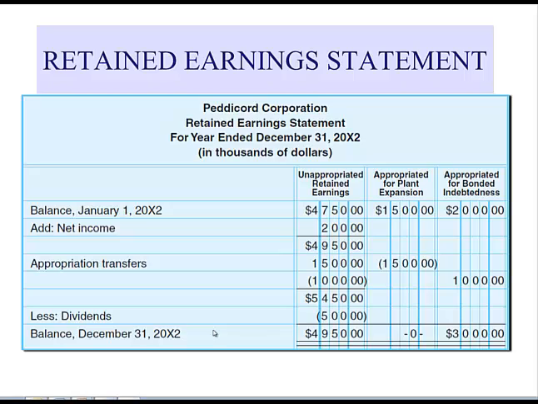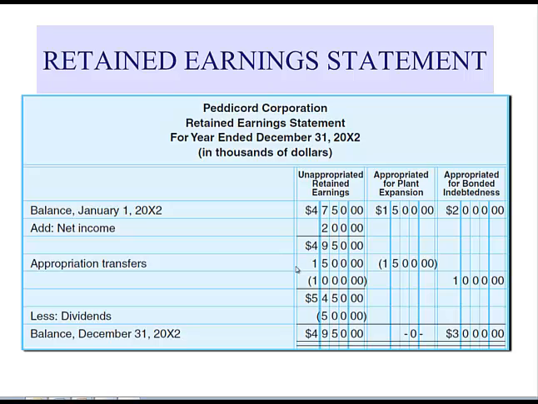Next, we will review the retained earnings statement. The retained earnings statement shows the changes to retained earnings over the course of the year. Notice that the regular retained earnings account is shown first, followed by the appropriated retained earnings accounts. The beginning balances are shown first, followed by the changes in each account. Notice that the only addition to retained earnings is what we talked about earlier, net income. It's the only way we can increase retained earnings.